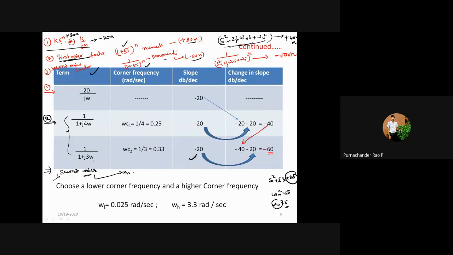After that we need to take the second order factor. The second order factor will be represented as 1 by s square plus, and the corner frequency makes it 1 by 4. Whatever value is here, this value will be taken as the corner frequency. For the second order system, always the natural frequency is the corner frequency for the second order term. Normally they give functions like this.